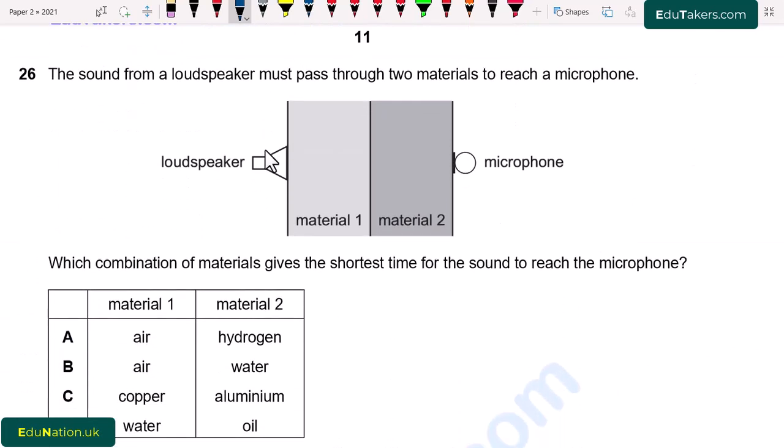Question number 26. The sound from a loudspeaker must pass through the two materials to reach a microphone. Here is the loudspeaker and it emits the sound that has to reach the microphone. There are two materials, material 1 and material 2. Which combination of the materials gives the shortest time for the sound to reach the microphone?